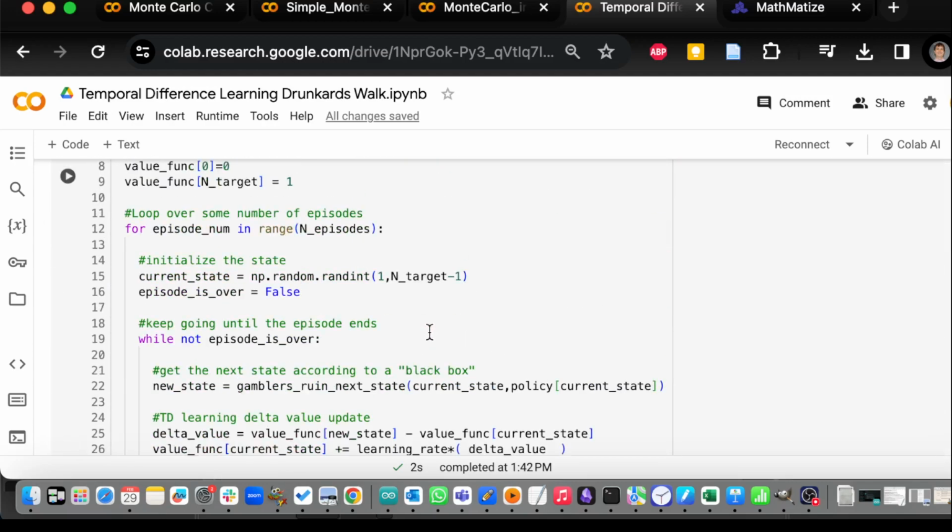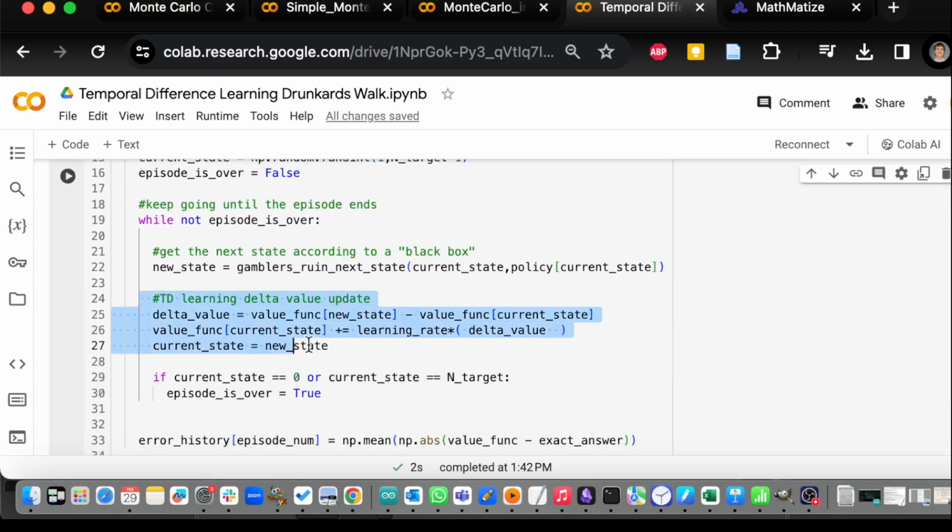Let me show you in the actual code how it works. So you do this learning step after every single step, right? I think another big difference is that we're learning as we're going. We don't have to wait till the end of the episode. We can learn at every time. And then, if we finish, we're done with the episode and we start over.